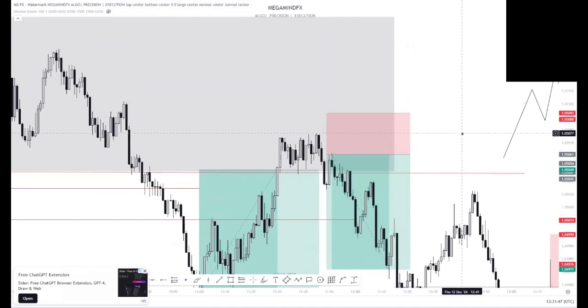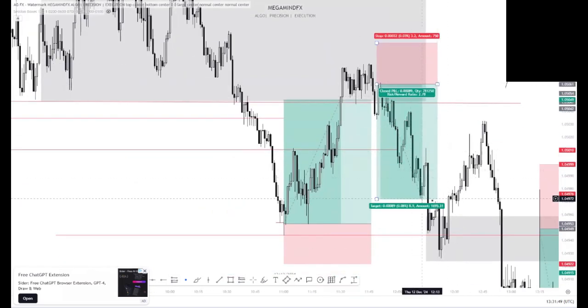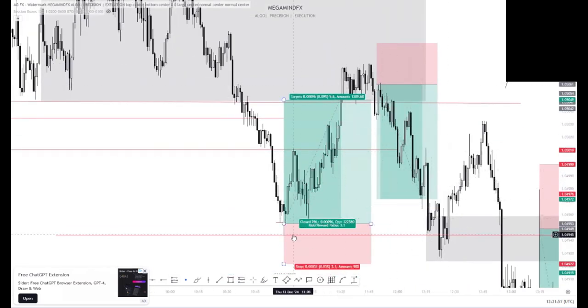You take this. Yeah, the target is this low because this is the double inducement area. And if you look at this structure here, this is H1 structure. Let's check our H1 and find out what H1 is there.